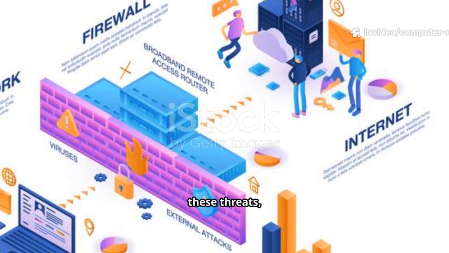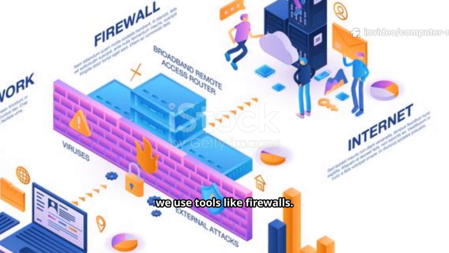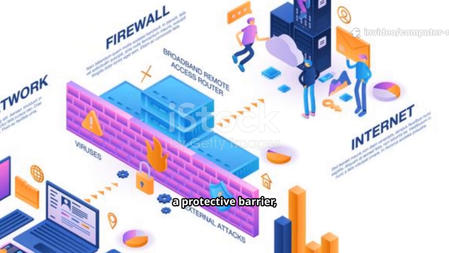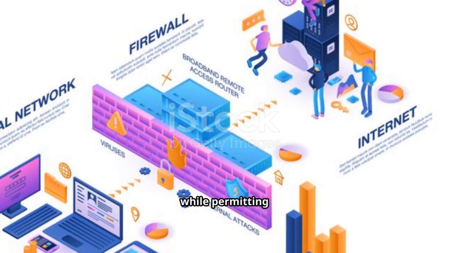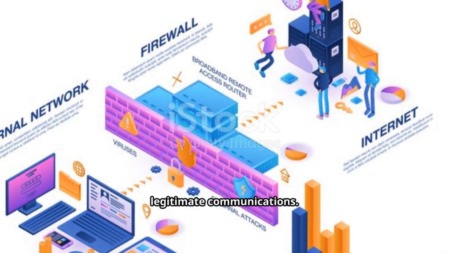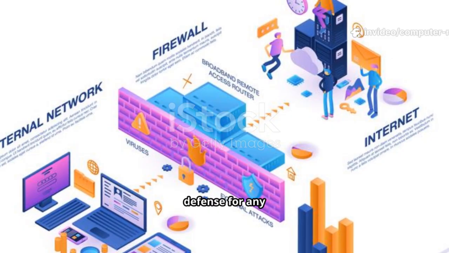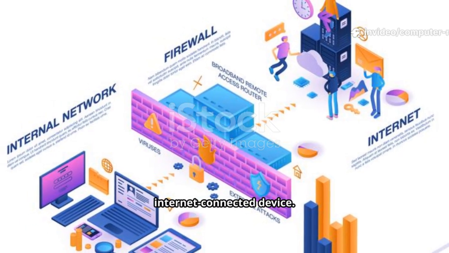To protect against these threats, we use tools like firewalls. A firewall acts as a protective barrier, filtering network traffic to block unauthorized access while permitting legitimate communications. It's one of the first lines of defense for any internet-connected device.